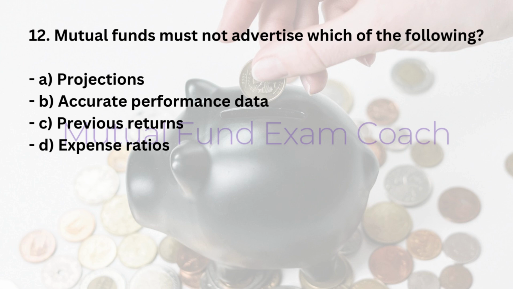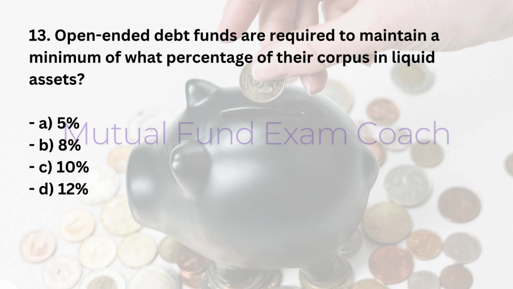12. Mutual funds must not advertise which of the following? A. Projections. B. Accurate performance data. C. Previous returns. D. Expense ratios. Answer, A. Projections. 13. Open-ended debt funds are required to maintain a minimum of what percentage of their corpus in liquid assets? A. 5%. B. 8%. C. 10%. D. 12%. Answer, C. 10%.